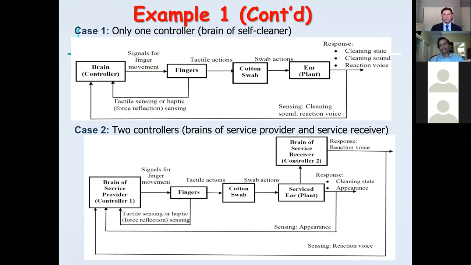So if you have somebody else cleaning your ear, then you have two brains. The person who is cleaning and you who are being cleaned. But this part is similar to here. Okay, this feedback and so on. But how are you coming into the picture? What you are feeling cannot be felt here directly. The only thing it can sense is your reaction, maybe verbal reaction. If you scream or shout and say it's hurtful. So that's the only sensor that is there. So there are two different controllers, but the primary controller again is the one who is doing the cleaning. So that's another situation.